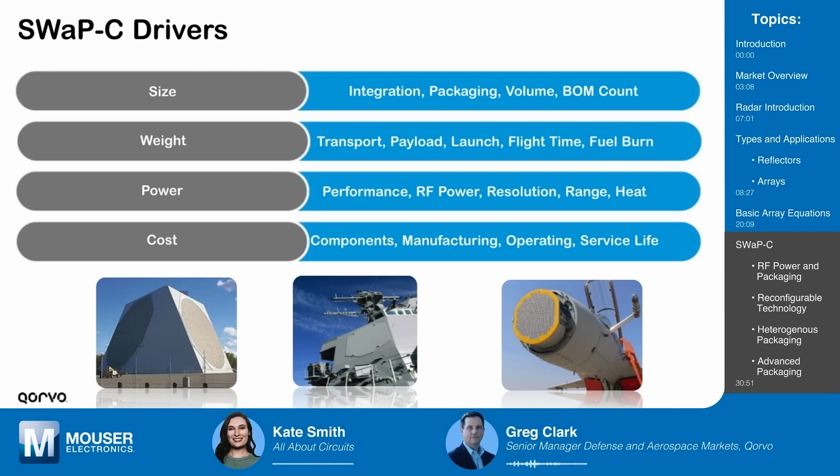And then you have power. So this is your performance, your RF power. It affects your resolution, your range, but then you also have to worry about the heat that power generates. And then finally cost, and how that kind of rolls all these together. How much does everything cost to build it, individual components, to manufacturing the whole system, to operating it, to service life? How do you maintain this thing? Right. Okay. Trade-offs. That's right.